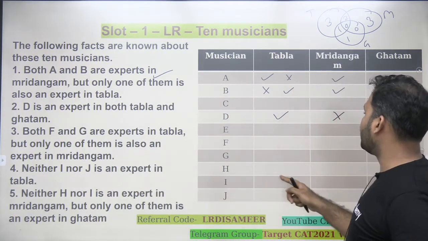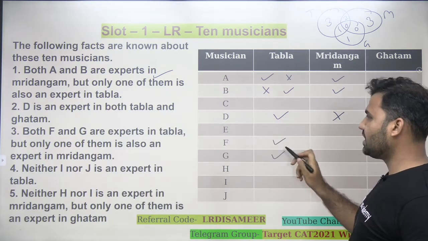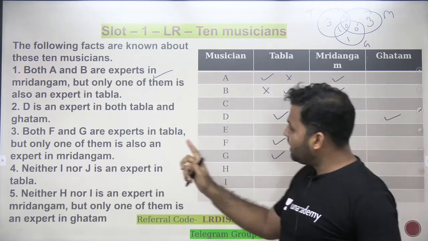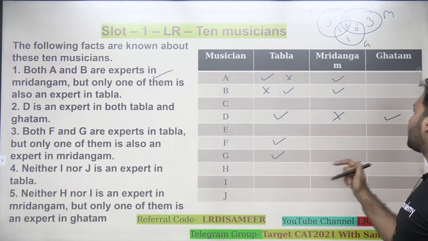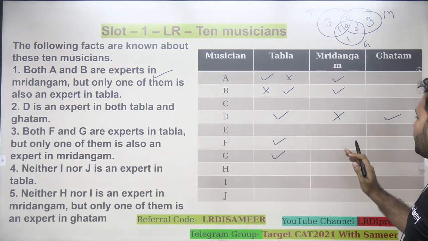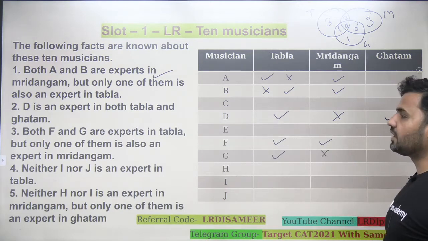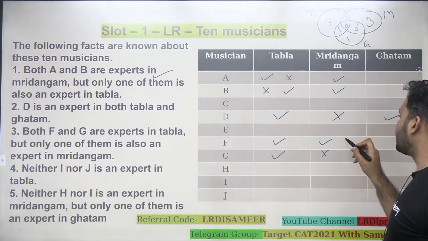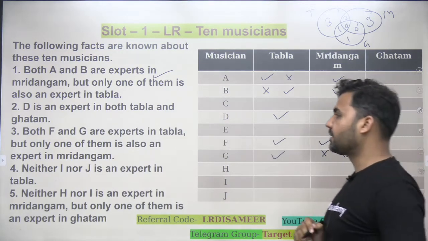Both F and G are the experts in tabla. That means F is playing tabla, G is also playing tabla. But only one of them is also an expert in mridangam, right? Only one of them is playing this instrument. So if F is playing mridangam, G is not playing mridangam. If F is not playing mridangam, then G is playing mridangam, right?